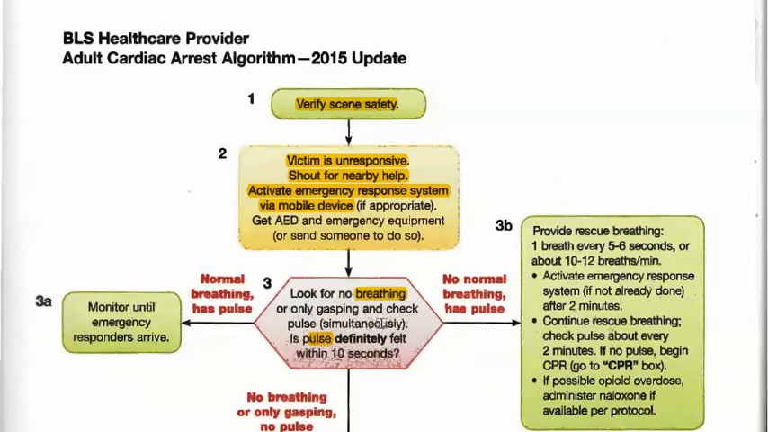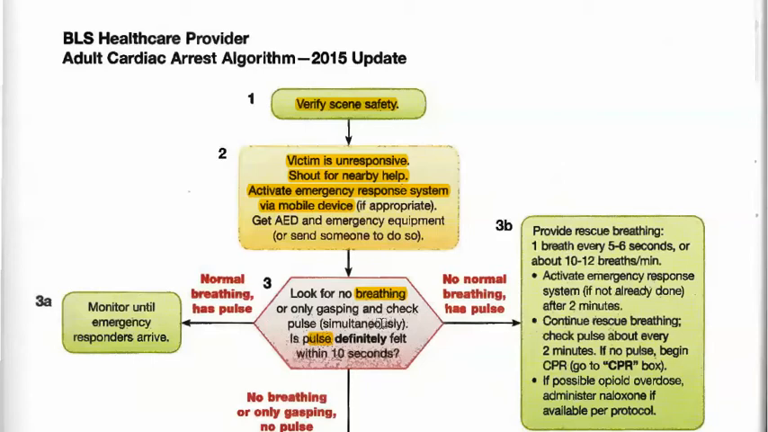So the first step is checking the safety of the place, then checking the consciousness of the patient, and the third step is checking for breathing and pulse at the same time. Look at the chest wall tangentially to see if it is rising or not. If it's rising, this patient has breathing; if it's not rising, a silent chest, this patient has no breathing. At the same time, you palpate the carotid artery to feel the pulse. While checking for breathing and pulse, you must not exceed 10 seconds.